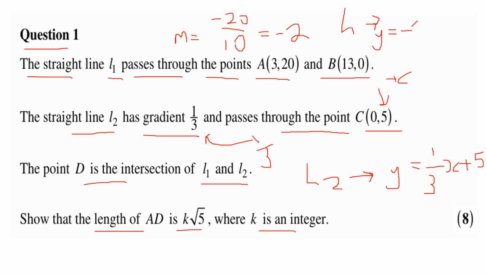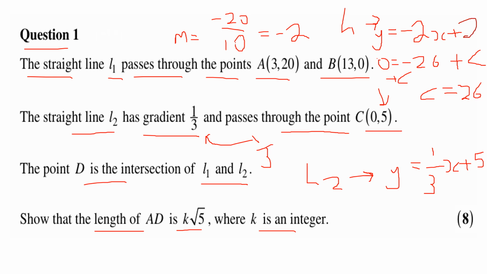Now to work out the plus c for L1, we're going to substitute in either coordinate A or B. I'm going to go for B here just to make the numbers easier. So we've got 0 is equal to minus 2 lots of 13, so that'll be minus 26, plus c. I'm now going to add 26 to both sides to work out what c is. So c is equal to 26. So L1 has the equation y equals minus 2x plus 26. Okay, so that's job one.